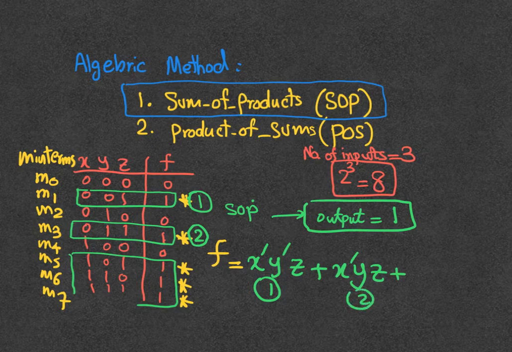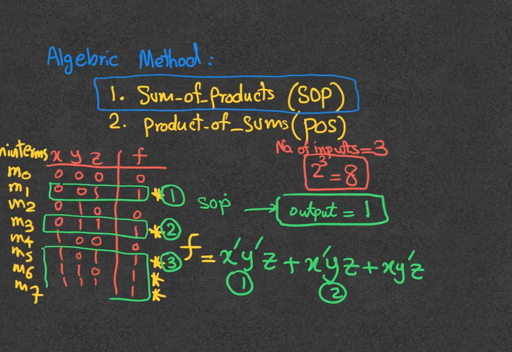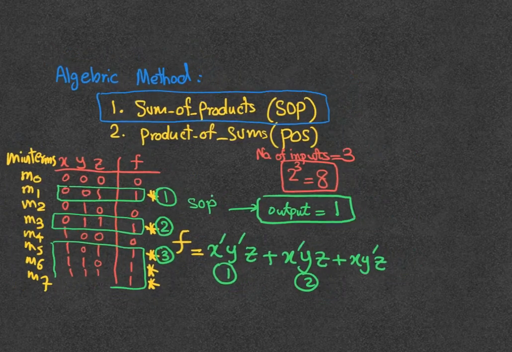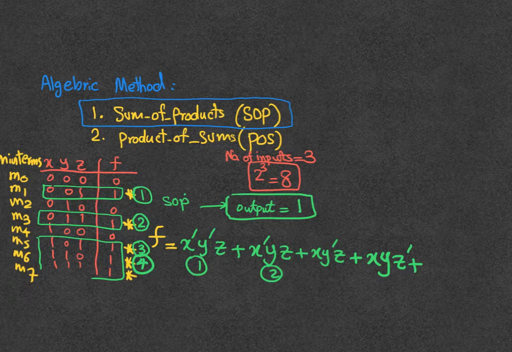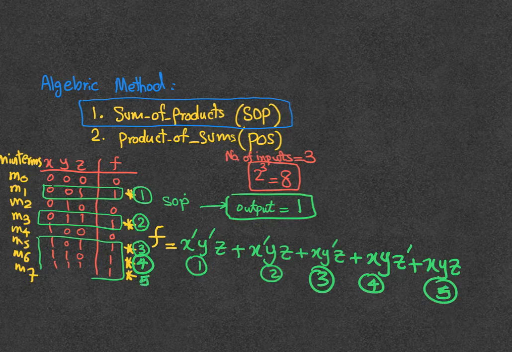Plus, this is second. The third one is X, Y prime, Z. Then for the fourth, you get X, Y, Z prime, and the last one is just X, Y, and Z. So that's going to be your SOP.